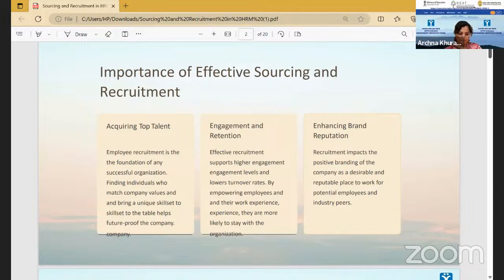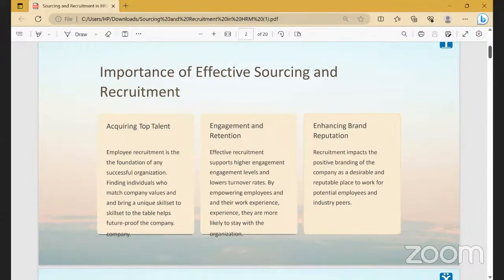Acquiring top talent. Employee recruitment is the foundation of any successful organization. Finding individuals who match company values and bring a unique skill set to the table helps future-proof the company.